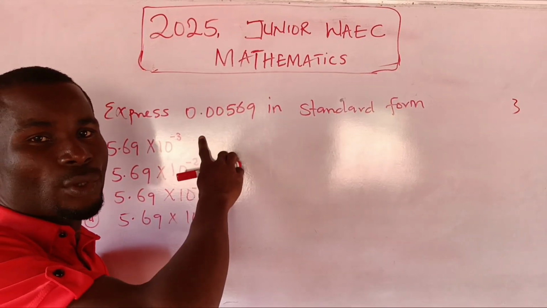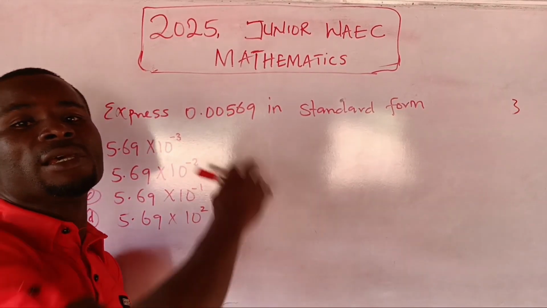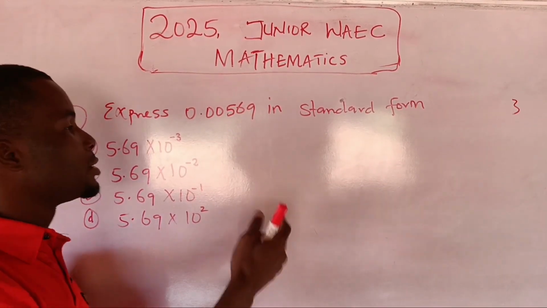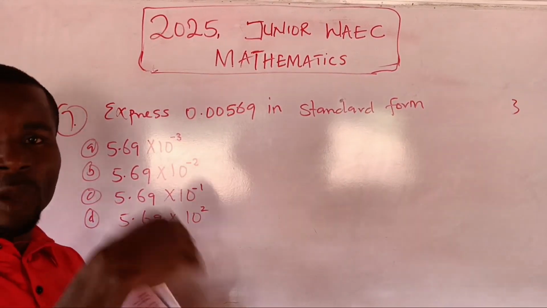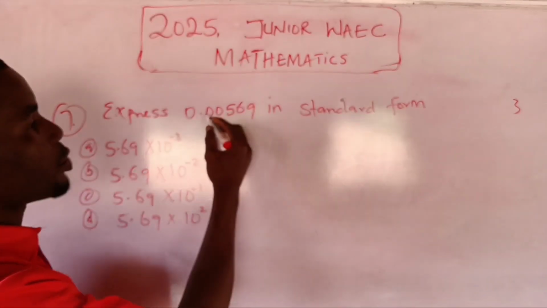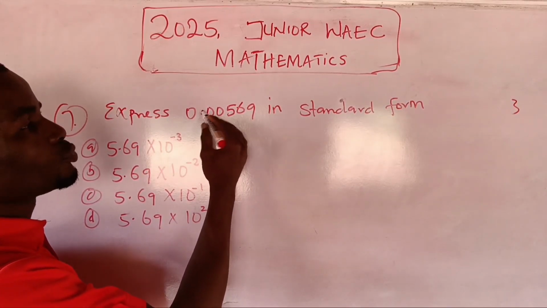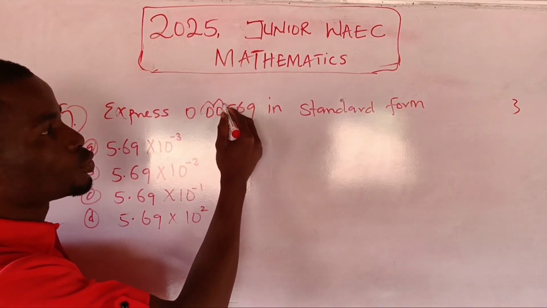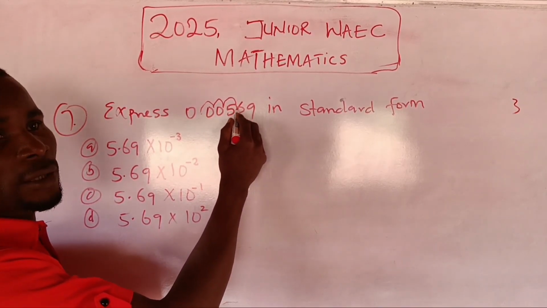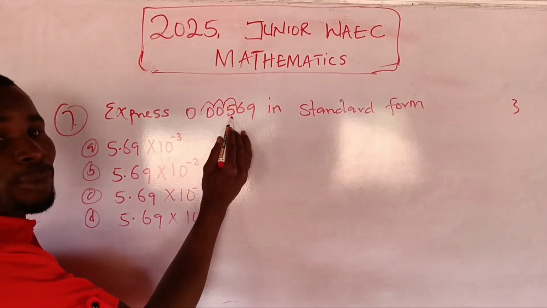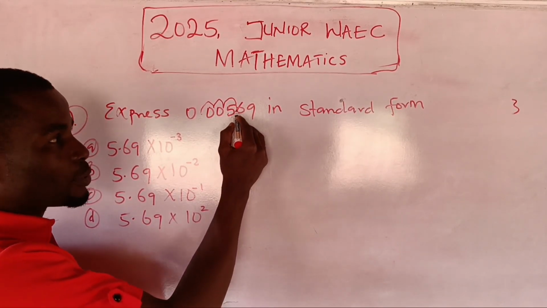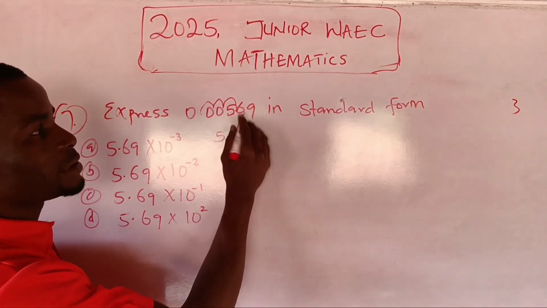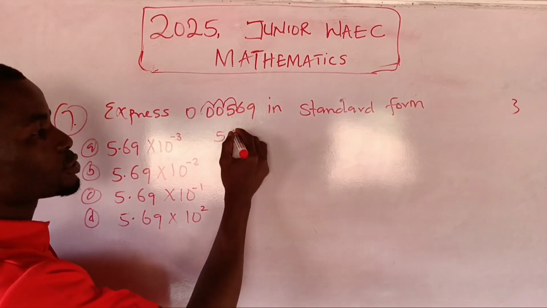To express this in standard form, look at the question. It starts with 0. Since it starts with 0, that means the power will have a negative sign. And this is how it is done. You will count from here to where the number is. You will count 1, 2, 3. You stop here. That is where the number starts. So our answer will be 5 point, and you write down the remaining figures at the front.